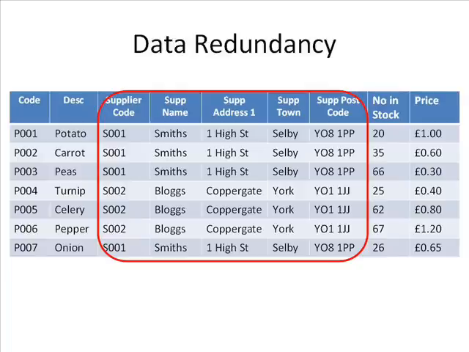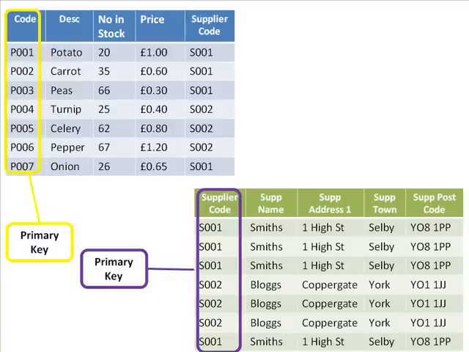But also, it can make things very inefficient when you come to actually do any updates, say if the supplier changed their address. It's much more efficient to take the supplier details out and put them in their own table. That way, the product code stays as the primary key for the product table, but then the supplier code becomes the primary key for the supplier table. This is one of the first steps in the process that we call normalization.